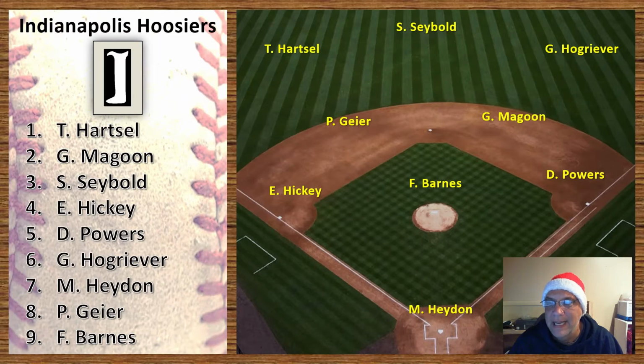For the Indianapolis Hoosiers, we have starting off Topsy Hartzell, the left fielder. Magoon, the second baseman, will be batting second. Sock Siebel, the center fielder, will be batting third. Hickey, the third baseman, will be in the cleanup spot. Doc Powers, the first baseman, will be batting fifth. Hogreaver will be playing right and batting sixth. Hayden, the catcher, will be batting seventh. Gayer, the shortstop, will be batting eighth. And batting ninth will be the pitcher, Frederick Barnes.